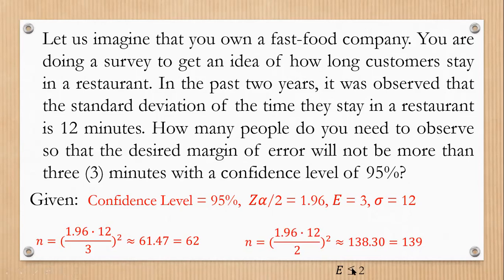Why do we need to get this? Because as stated in the question, how many people do you need to observe so that the desired margin of error will not be more than 3 minutes with a confidence level of 95%? If your margin of error is 3, then you have this sample size. But since it should not be more than that, you need to get the value when it is less than 3. So, assuming that is 2, this is our sample size.